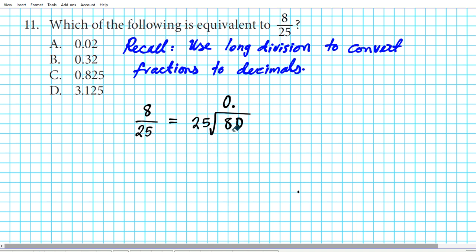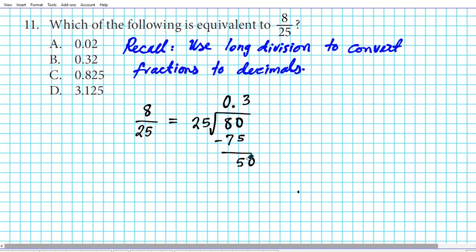Now, how many times does 25 go into 80? If you think about your multiplication tables, you have 25, 50, and then 75. That's 25 times 3. 3 times 25 is 75. So remember, division is repeated subtraction of factors. So we're just going to subtract this factor from 80. 80, take away 75, you have 5, and then we'll add another 0. Since we're already in the decimal point area, we can just keep adding zeros without any problems.